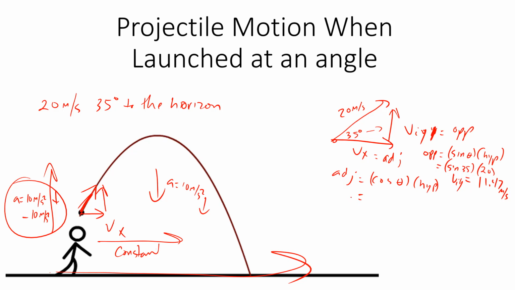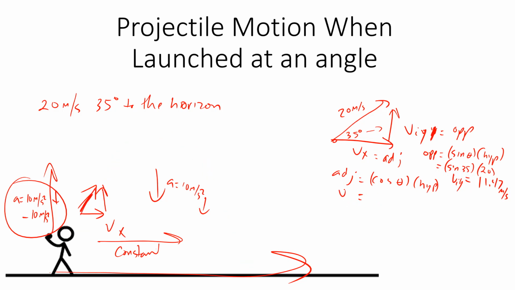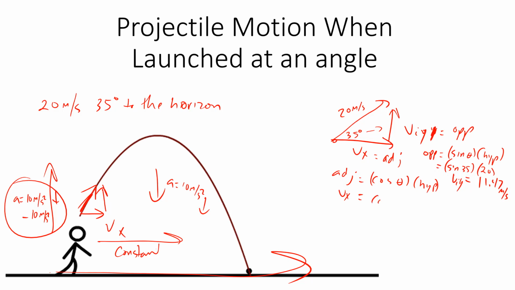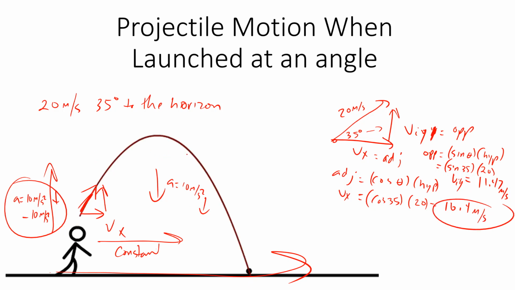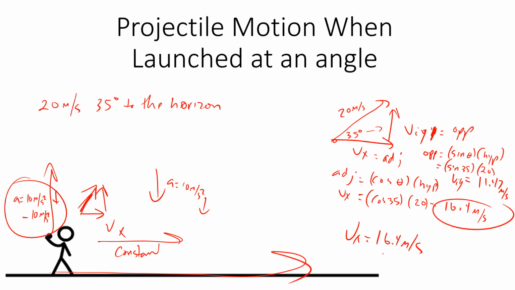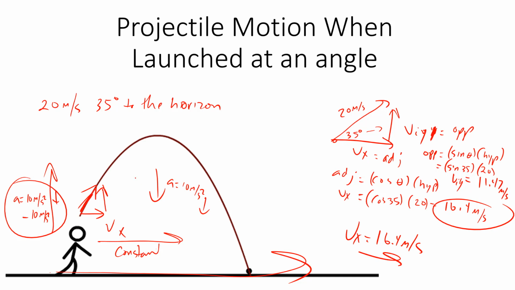For our x component, Vx, which is equal to our adjacent, it's going to be cosine of 35 times 20. Cosine of 35 is 0.8-something, times 20, and we get 16.38, or let's say 16.4 meters per second. Anywhere in this flight, the x component Vx is unchanging. It's always going to be 16.4 meters per second, the same no matter what. Often you'll see the line drawn like this and it won't change.